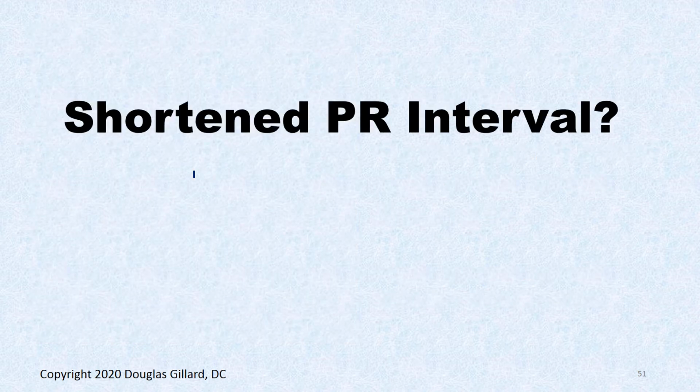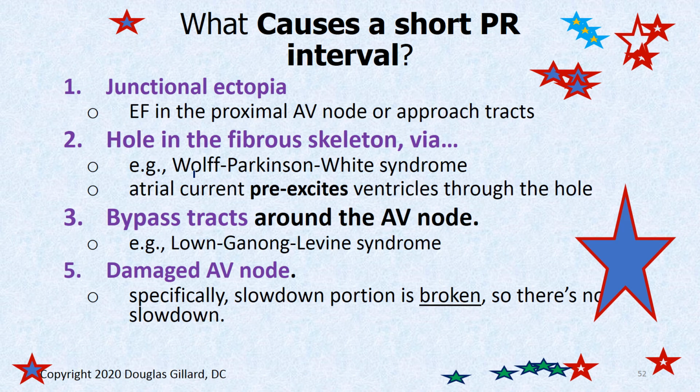Okay, so shortened PR interval. What's the cause of a shortened PR interval? Well, we just did examples of a junctional ectopia. So an ectopic focus in the junctional region can certainly do it. A hole in the fibrous skeleton, we just saw Wolff-Parkinson-White syndrome. That patient definitely had the PR segment taken away. So without a PR segment, you don't have a normal PR interval. So that can do it.